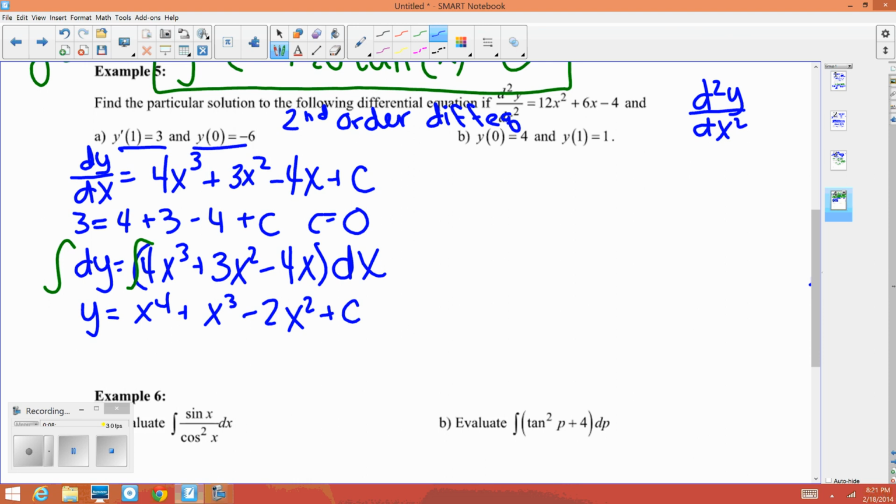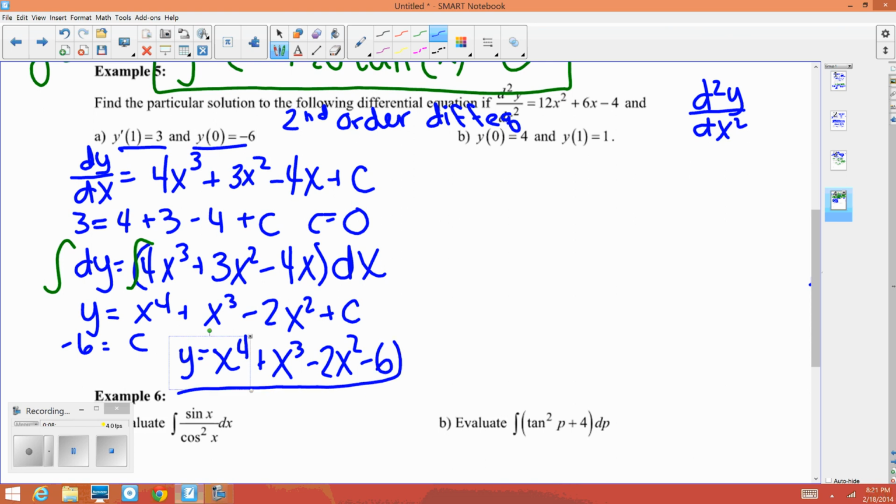We have another point. Let's plug it in. -6 equals c. Look, that was an easy one because all the other parts are 0. So our final equation, our particular solution to this problem is y equals x to the 4th plus x cubed minus 2x squared minus 6. All right, that is our particular solution.